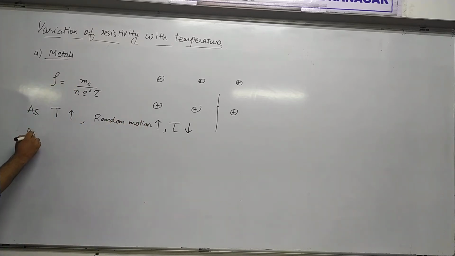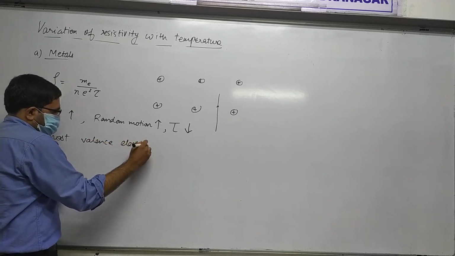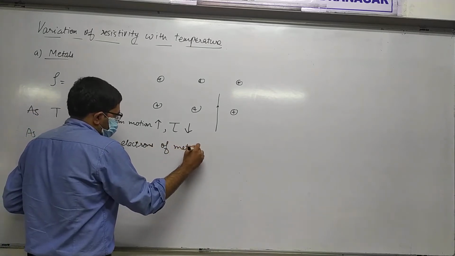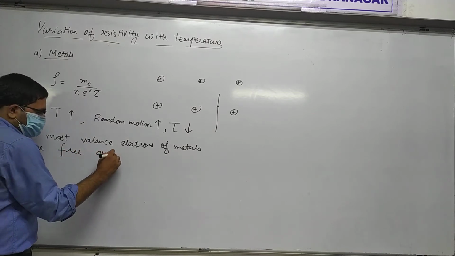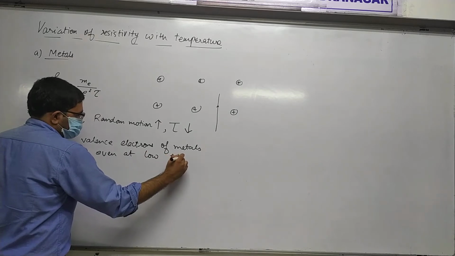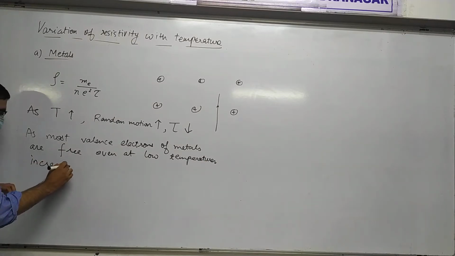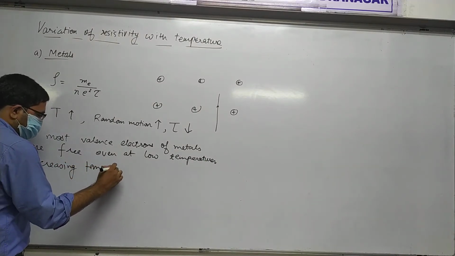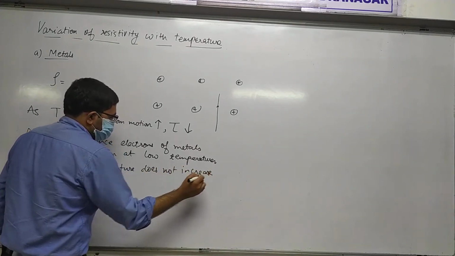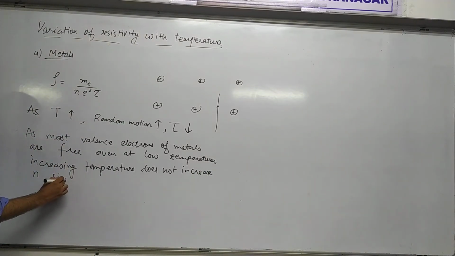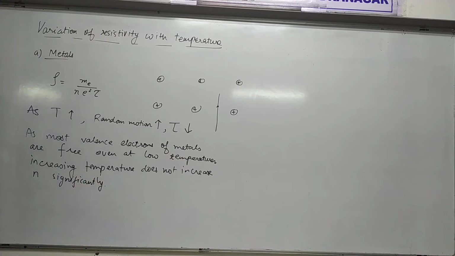Sure? So that's not the case here. So we can say that as most valence electrons of metal are free even at low temperatures, increasing temperature does not increase N significantly. Then is the meaningful. N will increase, there is no doubt about that.